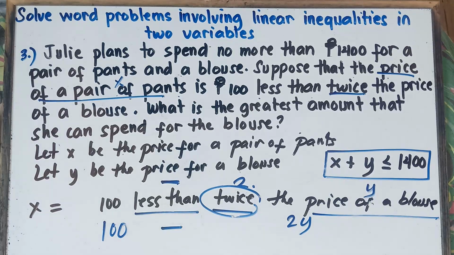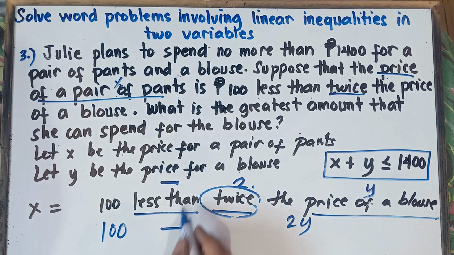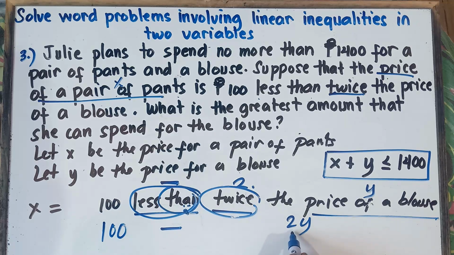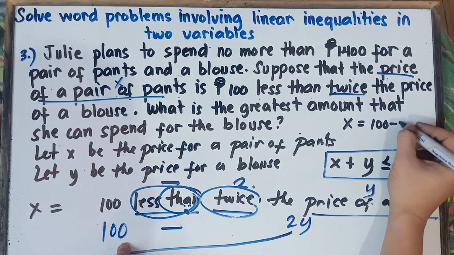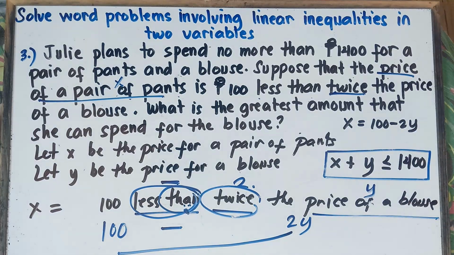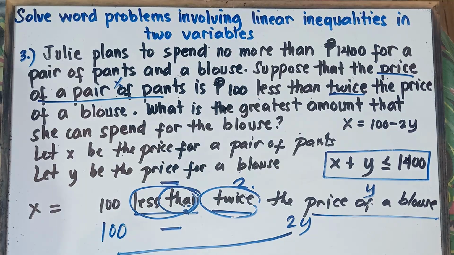Now, be careful with this one, class. If you have this word less than, you should do it in reverse. You have this word than, class, you should do it in reverse. This 2Y comes first. If you write this one, class, X is equal to 100 minus 2Y, I'm sure, class, 100% you will commit a mistake because you have this word than, class.